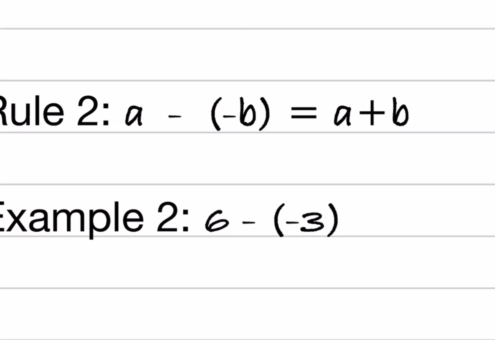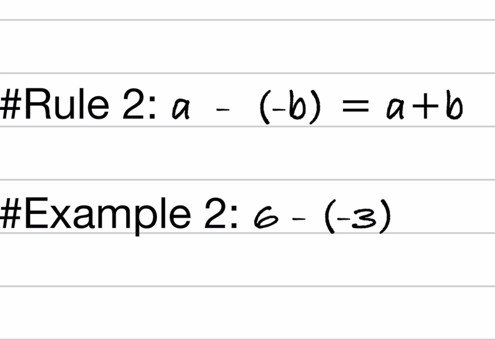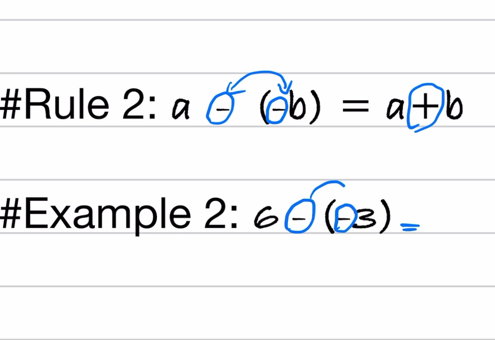Let's look at another rule. The second rule is that if we have a minus and a minus B in the bracket like this, if we multiply it, we will get a plus sign. So we can solve this example. Let's have a look. A minus and a little minus 3 in the bracket. We multiply it. We will get 6 plus 3 equals 9.